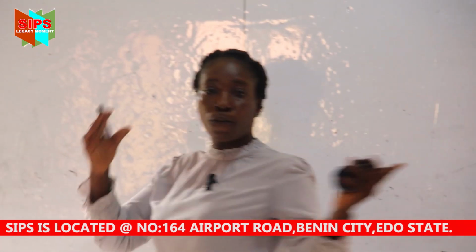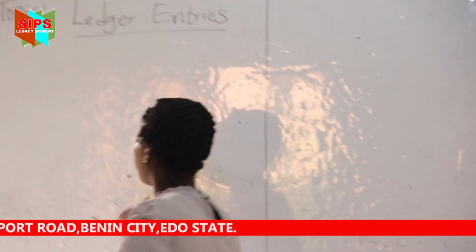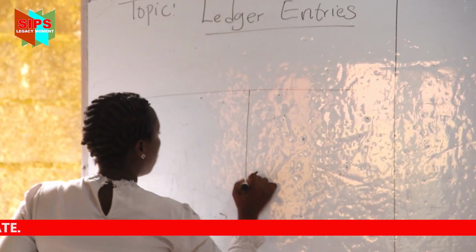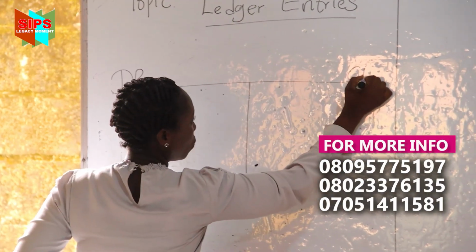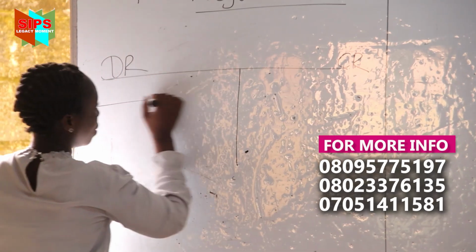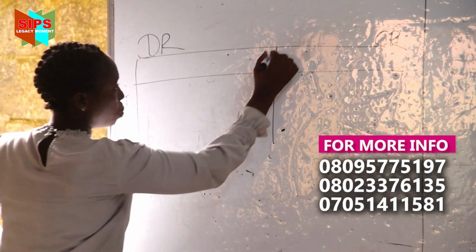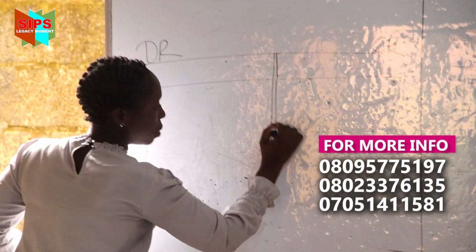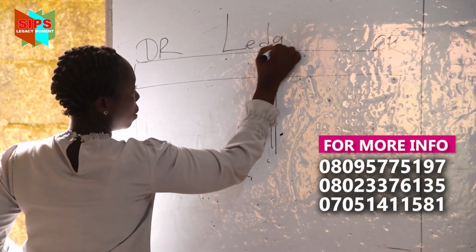Now let's look at the format. How does a ledger look like? Now, in accounting, you have this. You have your debit and your credit. Then in between, there is a series of information that should be there. There should be a dividing line that separates your debit side from your credit side. So this is your ledger.